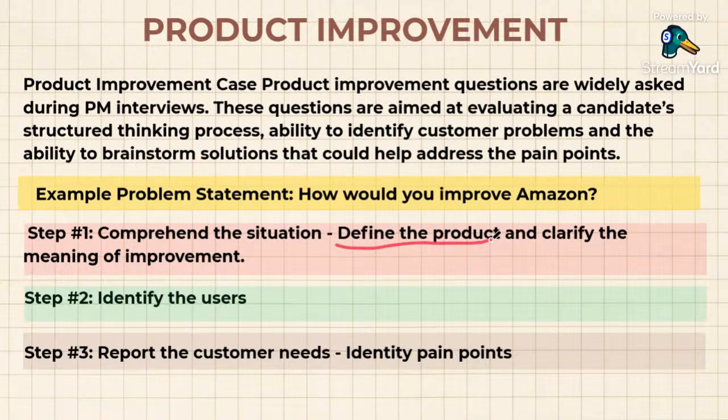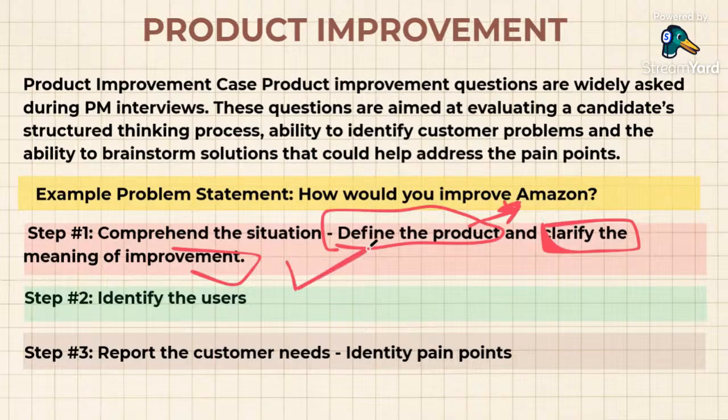Then we try to confirm, okay, so this is the product. So we have got the idea about the product. Okay, so we have an e-commerce website where users can buy and sell products. Then we need to understand what they meant by improvement, whether they are talking about retention, engagement, or whether they want to onboard more users or more sellers on their platform. So we try to understand what they actually meant by improvement. For the sake of this, let's say they are talking about retention.